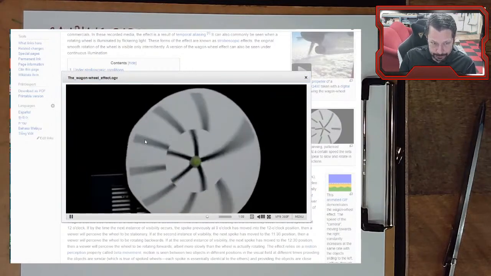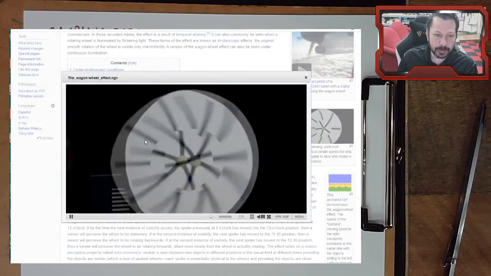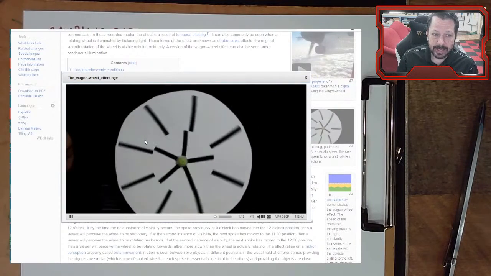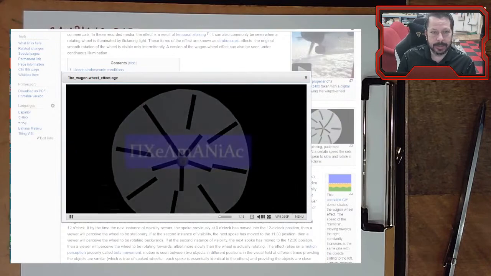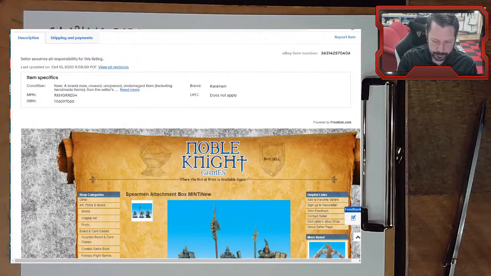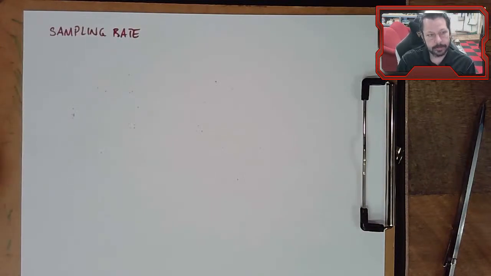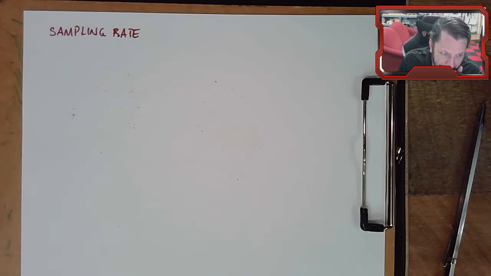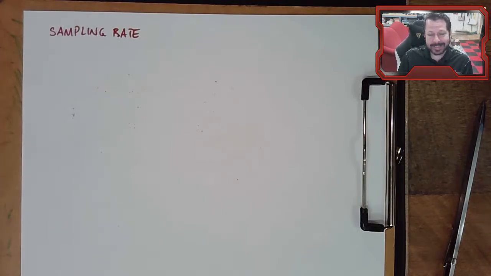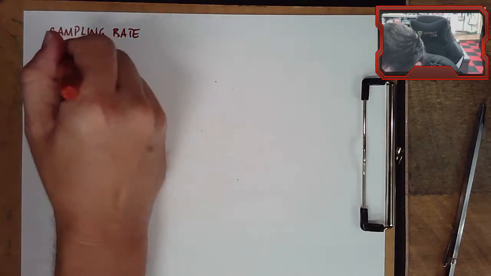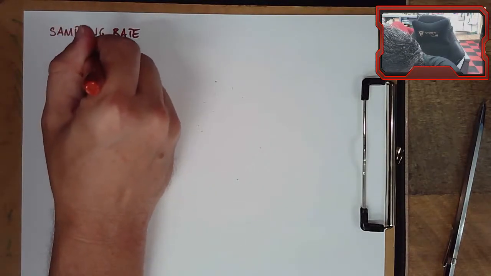Well, it's called the wagon wheel effect, but what it is is called aliasing. All right, and they're done with that. We can close that. So the idea here is that we are experiencing aliasing.